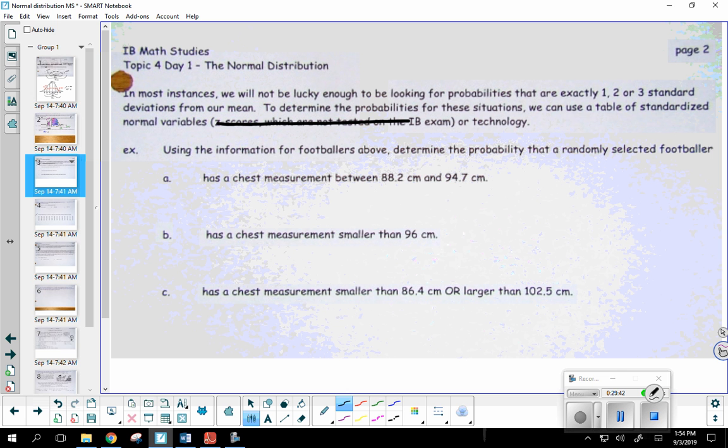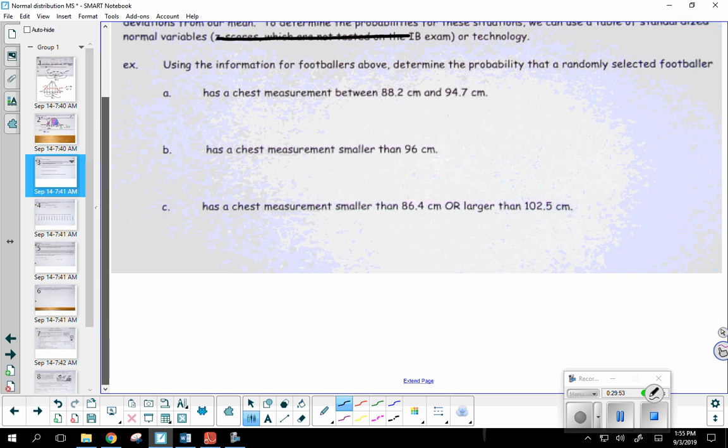Using the information for footballers above, determine the probability that a randomly selected footballer has a chest measurement between 88.2 and 94.7. Okay, let me recreate this very quickly.